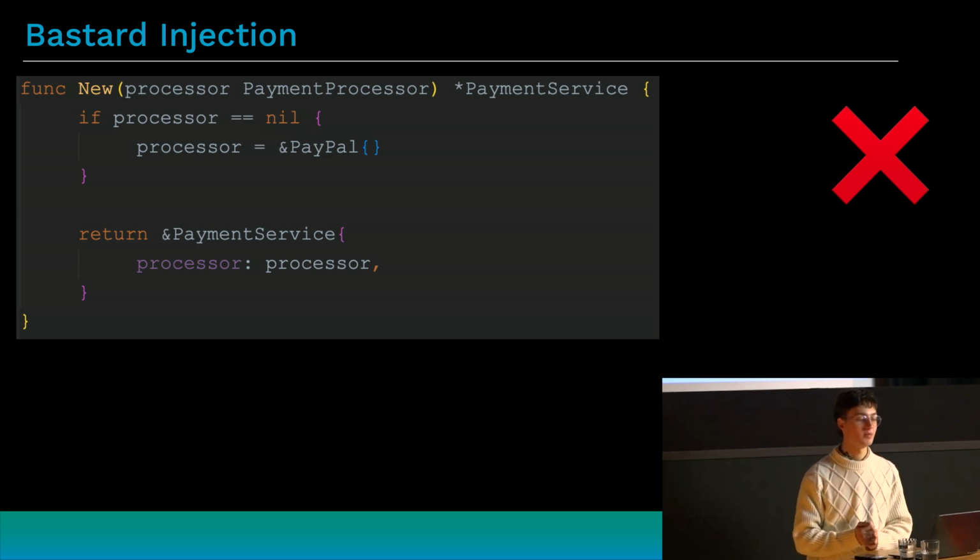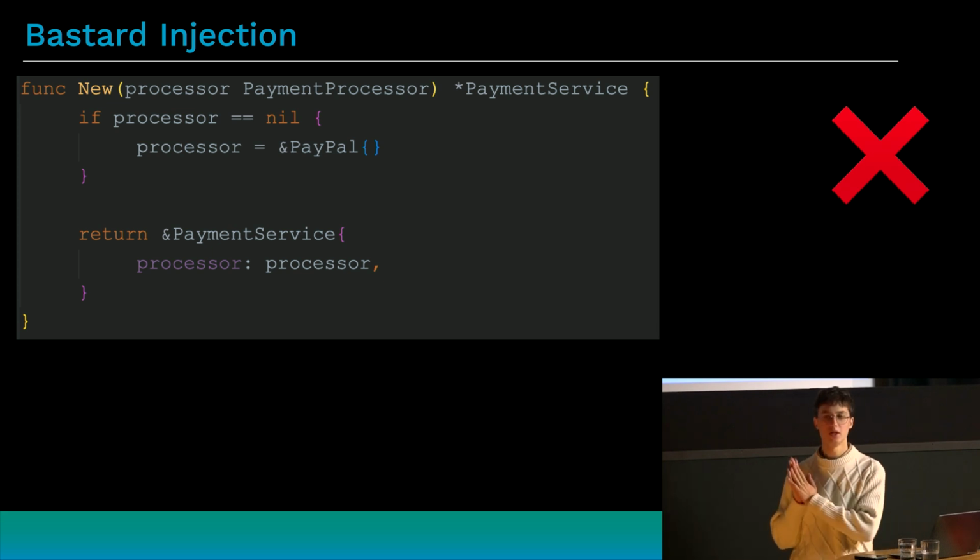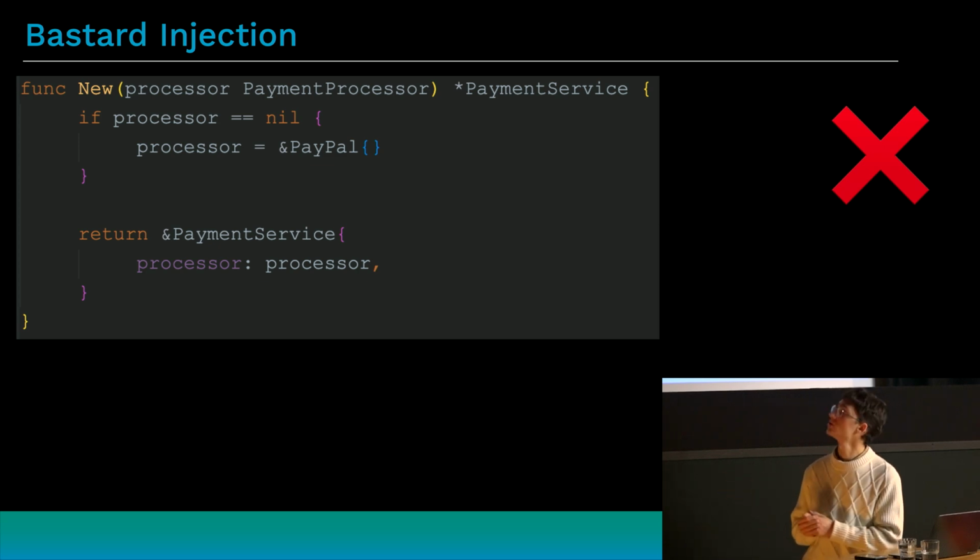Next anti-pattern would be bastard injection. It's a bit different from control freak because it's not directly hard-coding the implementation that's going to be used instead of the abstraction, but it's basically about defining default parameters for our abstraction. So here you can see that if our processor equals nil, we'll use PayPal as our primary payment processor.